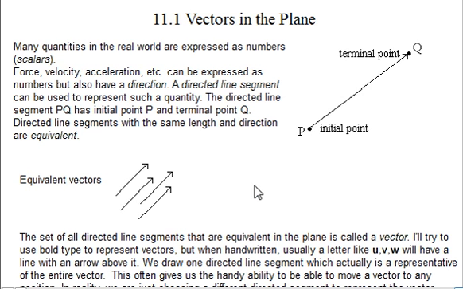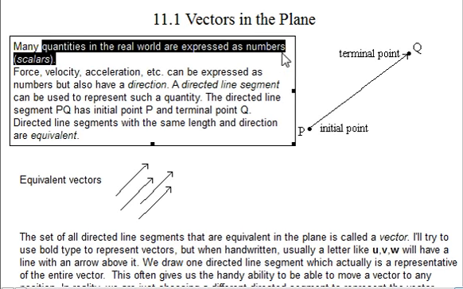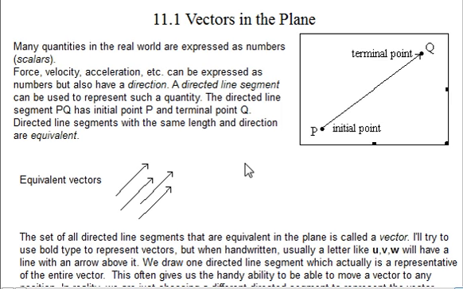Well, we'll begin our study of Calculus 3 with a discussion about vectors, in particular vectors in the plane in two-dimensional space. So a lot of times, actually probably up until now, when we look at quantities in math expressed as numbers, they are now, from now on, just going to be called scalars, because things like force, velocity, acceleration can be expressed as numbers, but also have a direction.